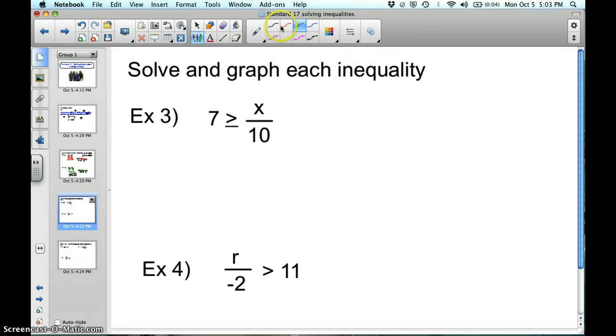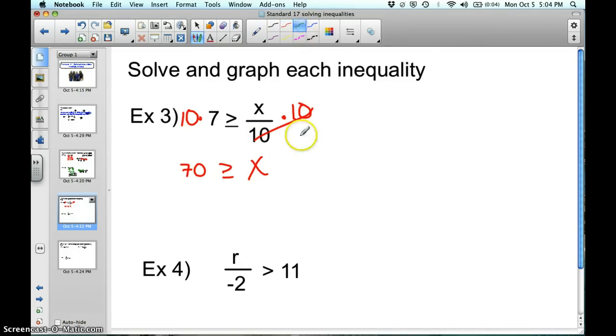All right, with this example, I have 7 is greater than or equal to x divided by 10. To get rid of division, I need to multiply. So I'm going to multiply by what's in the denominator. I'm going to multiply by 10 on both sides. So 10 times 7 is going to give me 70. I'm just going to bring down that inequality symbol since I did not multiply by a negative number. And then my 10's cancel out and I'm just left with x.